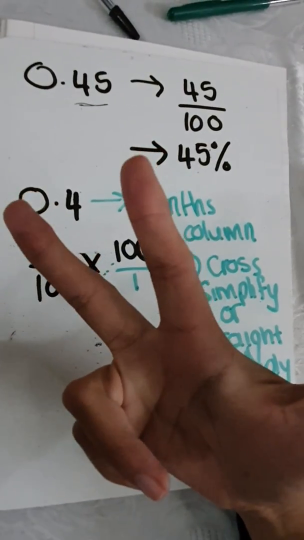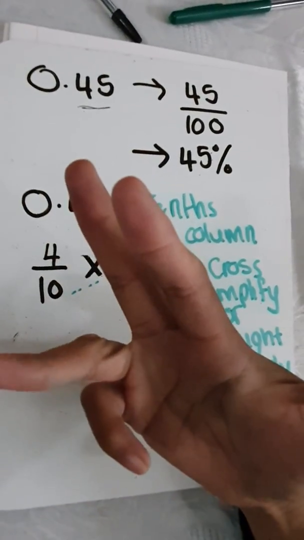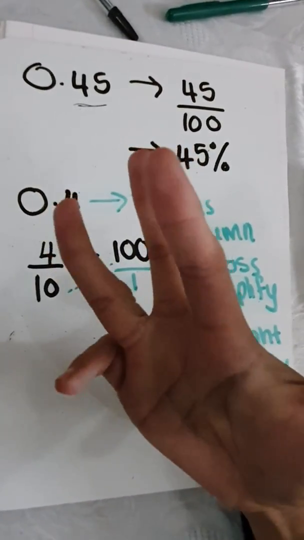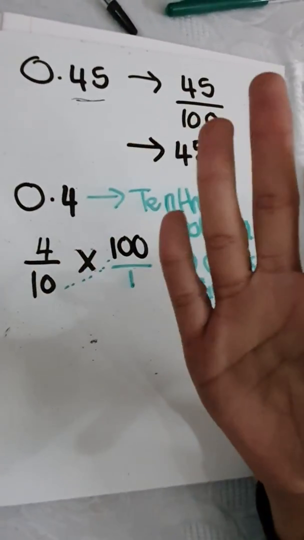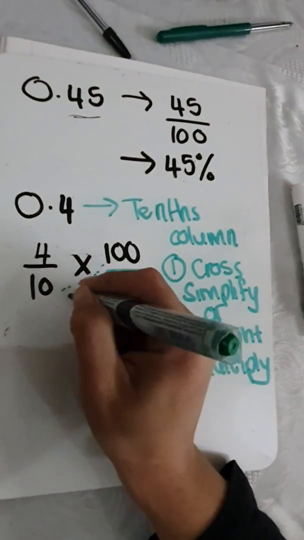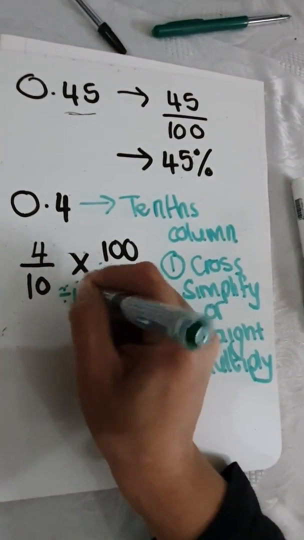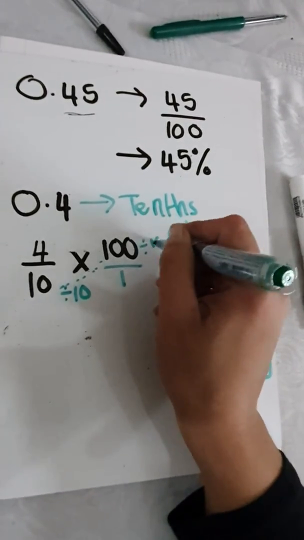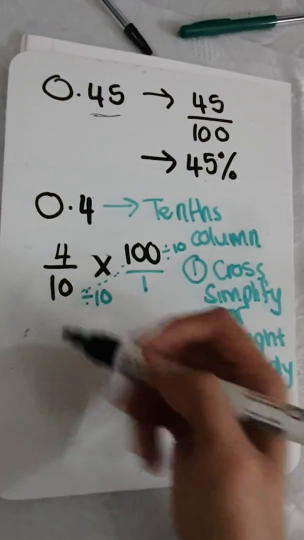Can 3 go into them? No. Can 5 go into them? Yes, but is there a greater number than 5? Can 10 go into them? Yes. So my highest common factor between the two of them is 10. I will then divide both of these numbers by 10.